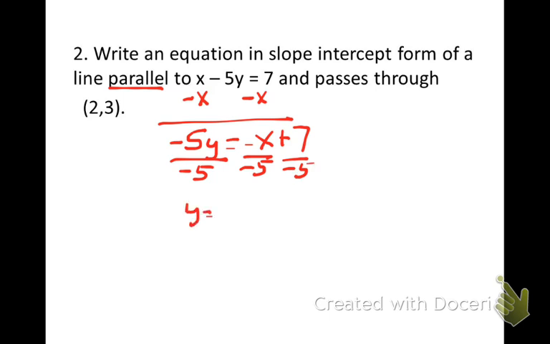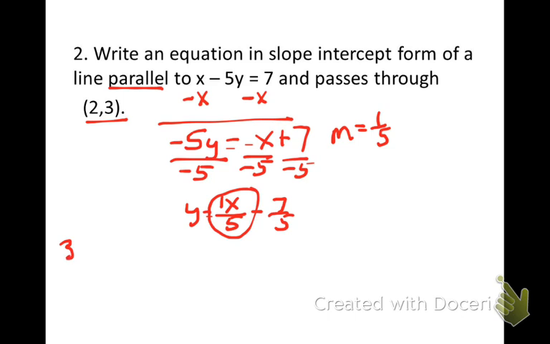I get y equals, negative divided by negative will be positive x fifths, oops, should be a minus there, minus 7 fifths. And again, this is the part I'm concerned with. What is the slope? Well, remember, the number in front of an x not written is really a 1, so my slope is 1/5. So m is 1/5, and it's parallel, so it's going to be that same slope. So I'm going to use that with this ordered pair. 3 equals 1/5 times 2 plus b. So 3 equals, this would be like 2 over 1, 2/5 plus b.